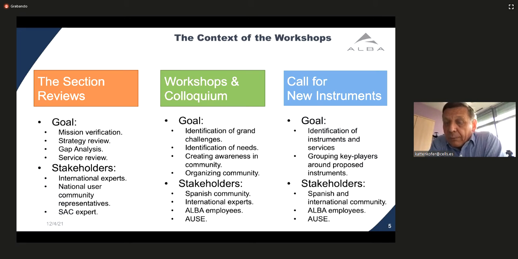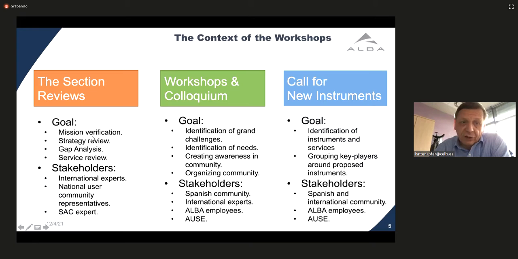The call will come out, as I said already, relatively soon. The idea is obvious: we want to have the identification of the different instruments, and we want to group the people around the instruments so that we have strong teams which will push for these instruments and then also get them further. So here again, the Spanish community, ALBA employees, but also the international community is welcome to contribute. But it's important that there's always a Spanish community involved.